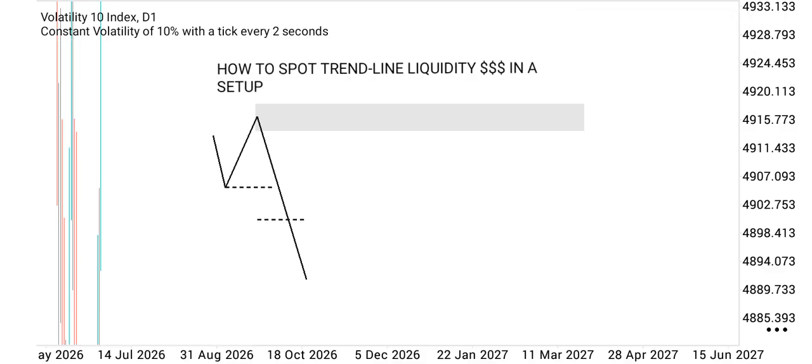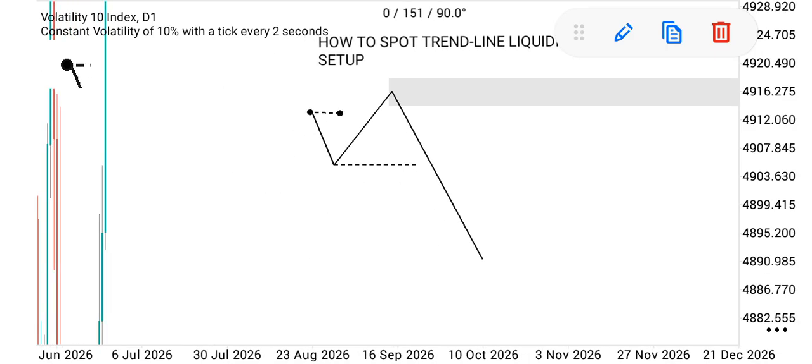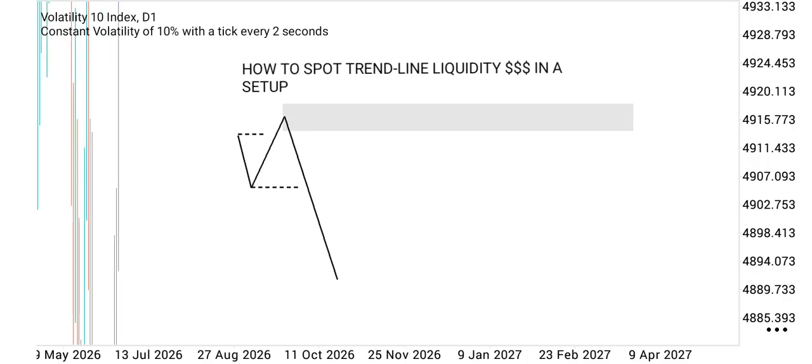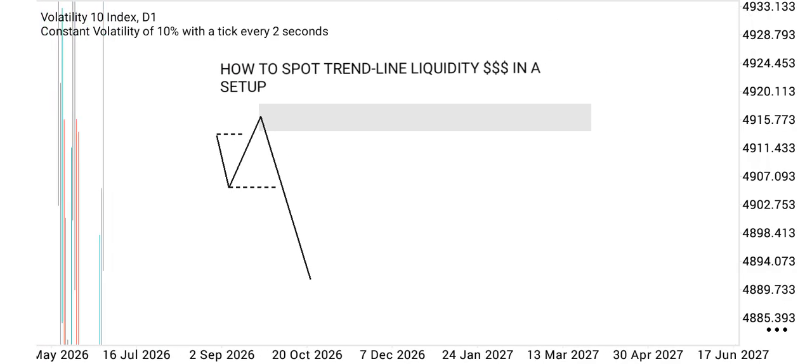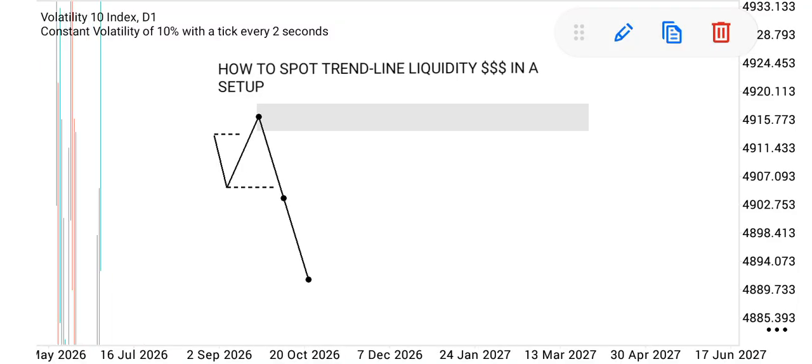And we have a sweep of liquidity at this point, at this zone. The market sweeps liquidity and gives us a break of structure downward. Then we have our trend line liquidity, then it begins. So we begin to see our trend line liquidity. Trend line liquidity is just the market doing something like this.